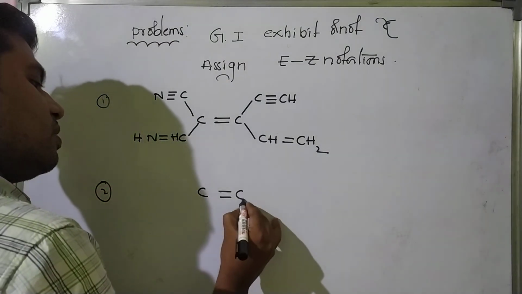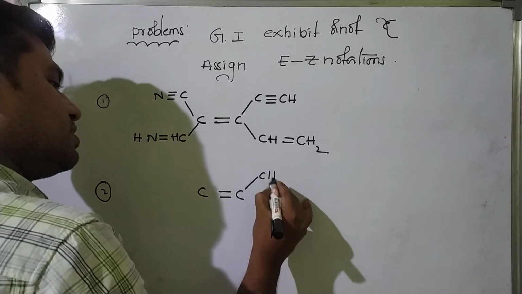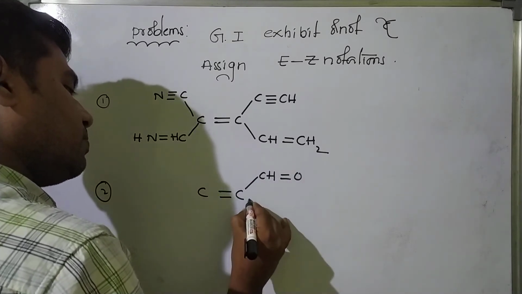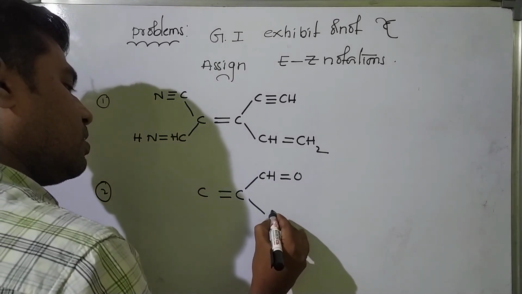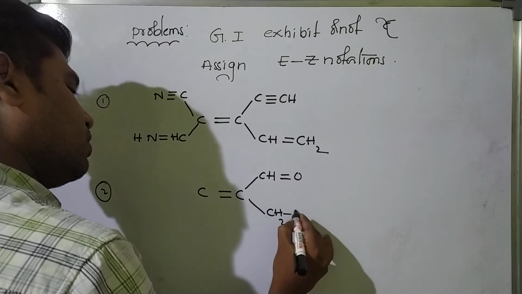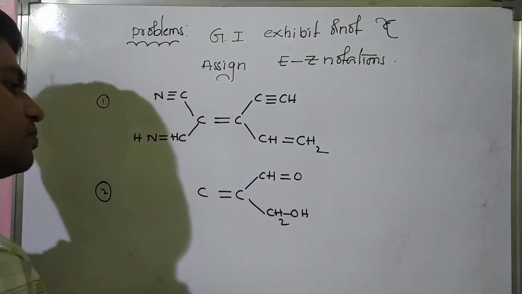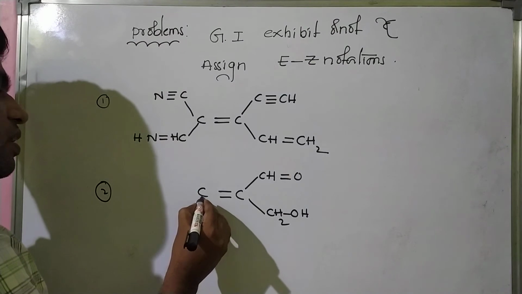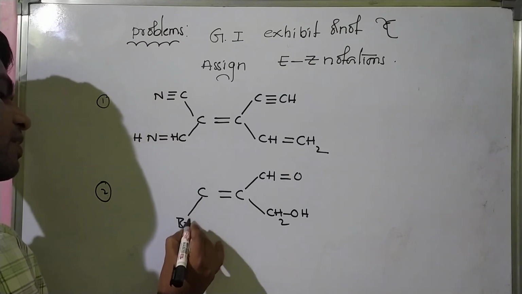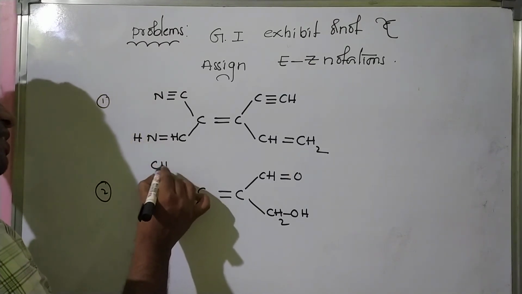And C double bond C, CH double bond O, CH2OH, here bromine, here CH3.